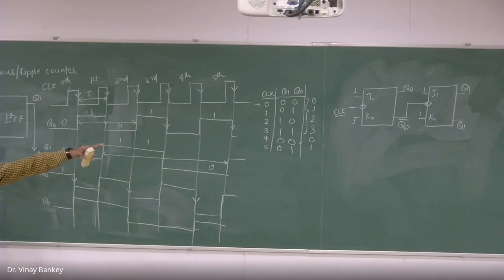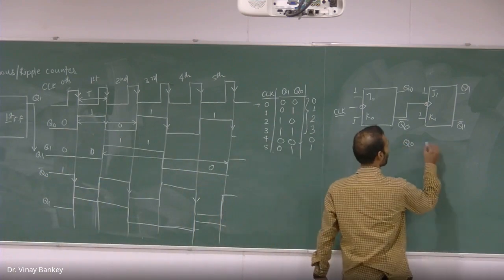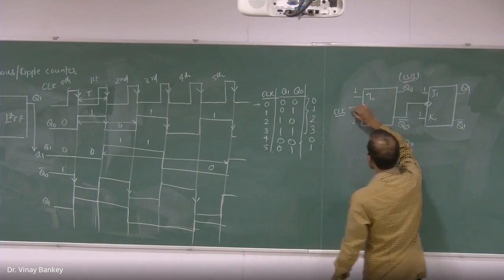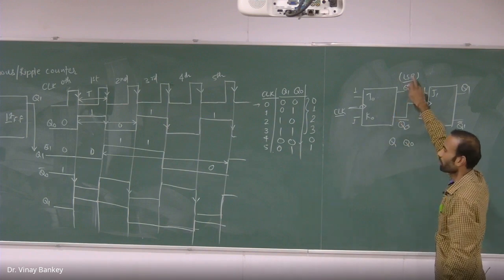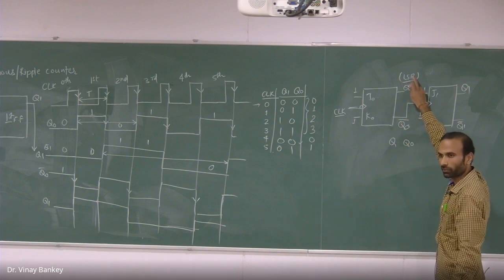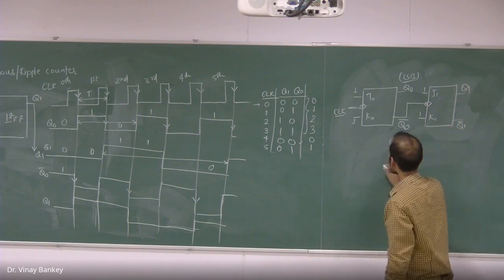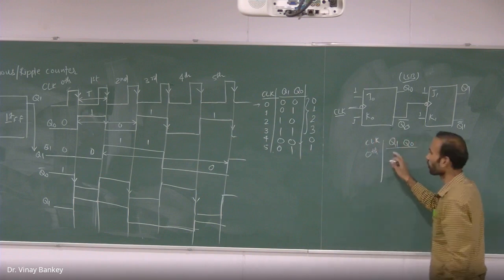Now for that counter, we want to analyze what the states are. So this will definitely be my LSB because we have applied the clock pulse directly to this flip-flop. So the output of this flip-flop will be the LSB of the states. And here this will be my MSB. So for the 0th clock pulse, what is the output?